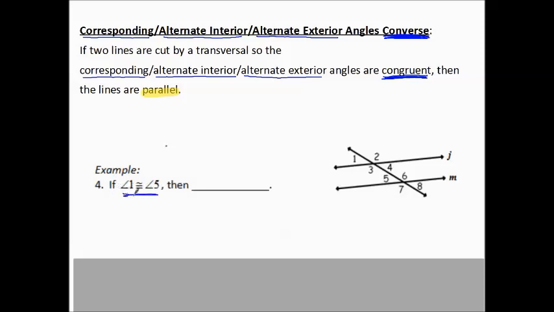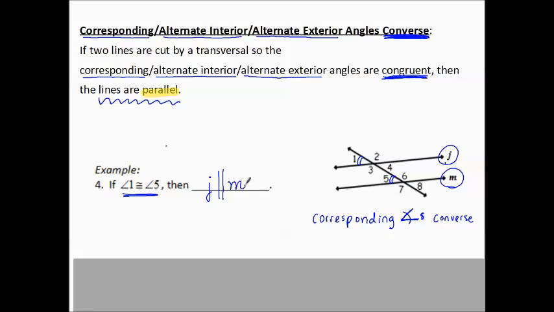If angle 1 is congruent to angle 5, let's go find those angles. I'm going to put a congruent mark in angle 1 and the same congruent mark in angle 5. Those angles are congruent. Well, notice those angles are in the same positions, so they are corresponding angles. So according to the corresponding angles converse, since these angles are congruent, I can conclude that the lines must be parallel. Now, what are the lines called? J and M. So my conclusion is that J is parallel to M. See how that's done?